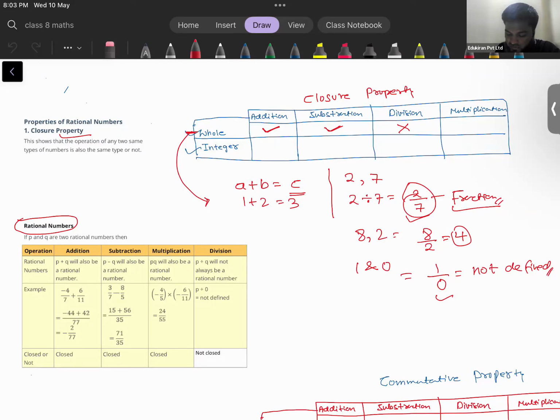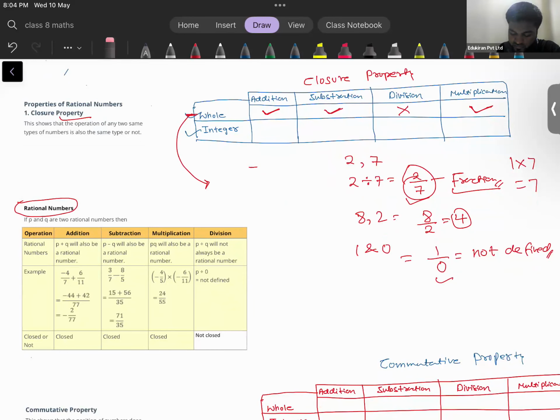What about multiplication? Is it following the closure property for whole numbers? Yes, it is following. Like 1 multiplied by 7 gives 7. All of these are whole numbers. What about integers? Whole numbers are the positive numbers, natural numbers including 0. What about integers, in which we have negative whole numbers as well? Let's quickly check that as well.